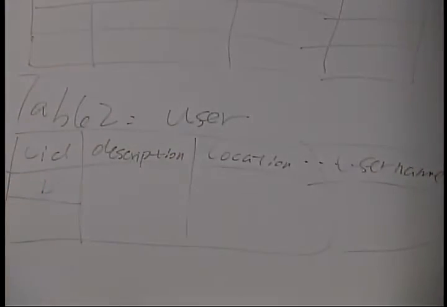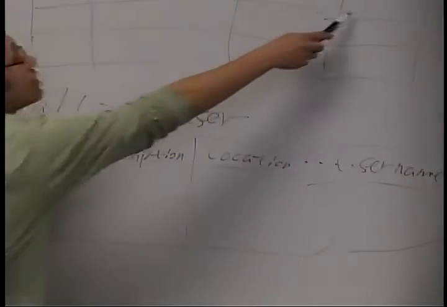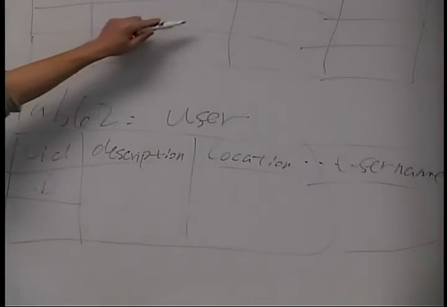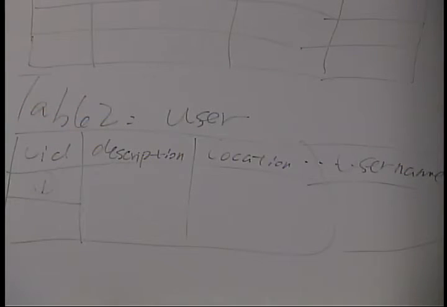Now what I want to do is retrieve all the tweets sent by Lady Gaga. Then I need to join the tables based on the column user ID, and say, show me all the tweets which are sent by the user with user ID 1. So I need to join these two tables. Does it make sense? GQL does not allow you.